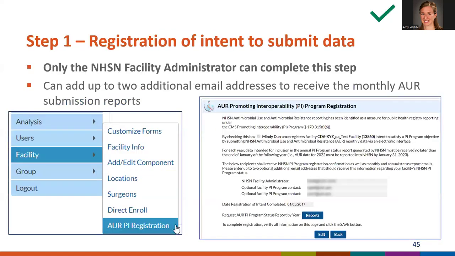Okay, step 1, registration of intent to submit your data. The most important part about this slide is that only the NHSN facility administrator can complete this step. After logging into NHSN, the facility administrator will click Facility on the left-hand navigation bar, then click AUR PI registration, as shown in my screenshot. Then you'll get to this registration page. On that page, you can add up to 2 additional email addresses to receive the monthly AUR submission reports.